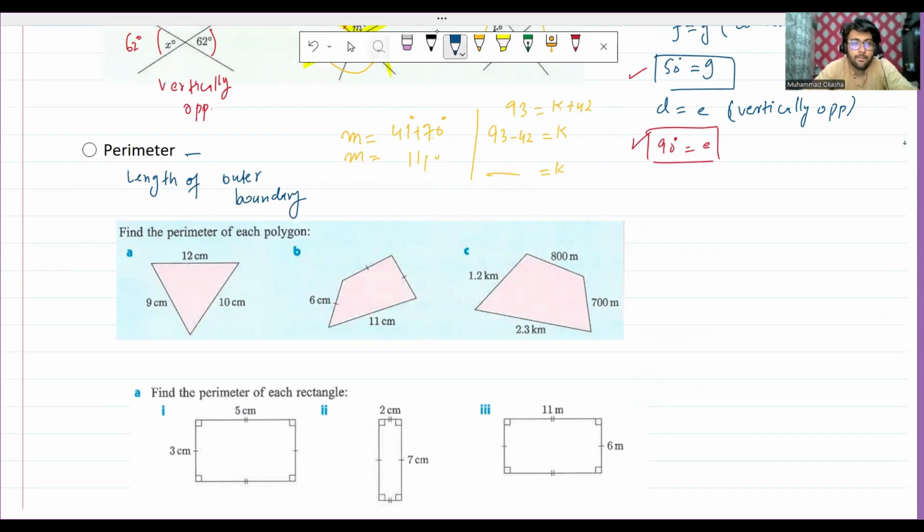So if I mean the outer boundary, I'll just add all of these lines. 12 plus 10 plus 9. That's it. 12 plus 10 plus 9. If you add them, you're going to get your answer.